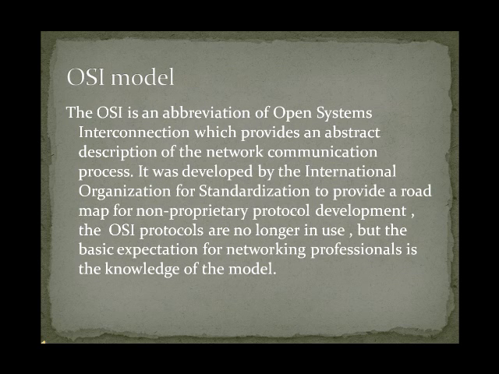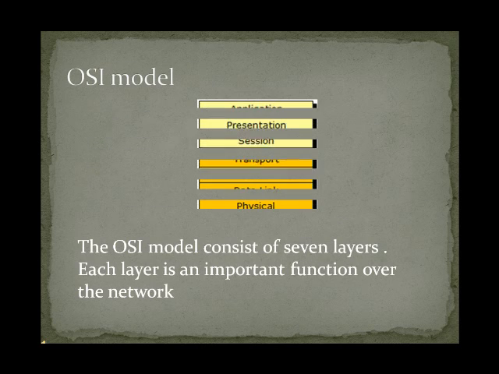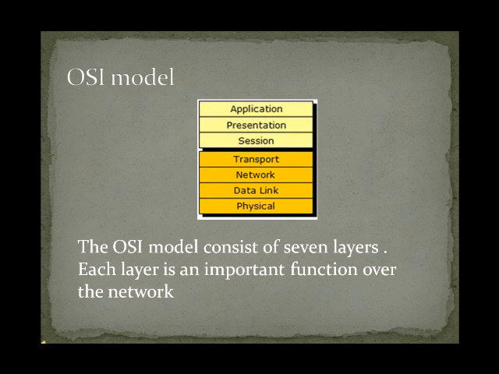OSI model. OSI is an abbreviation of Open System Interconnection, which provides an abstract description of the network communication process. It was developed by the International Organization for Standardization to provide a roadmap for non-proprietary protocol development. The OSI protocols are no longer in use, but the basic expectation for networking professionals is knowledge of the model. The OSI model consists of 7 layers. Each layer has an important function over the network.